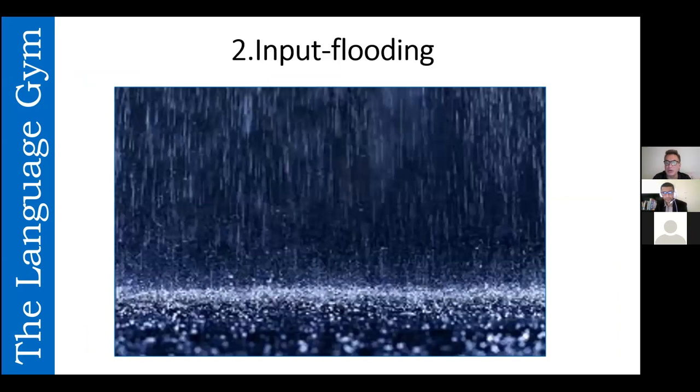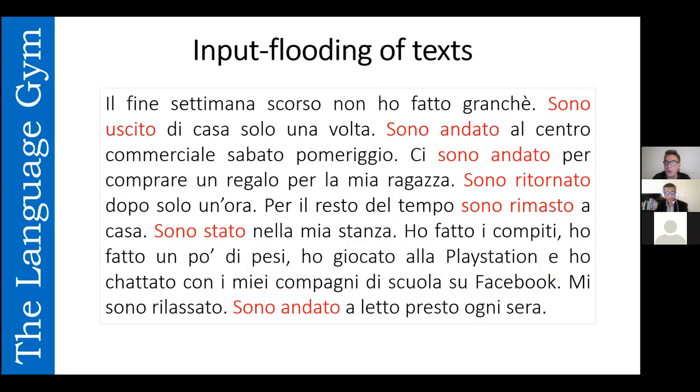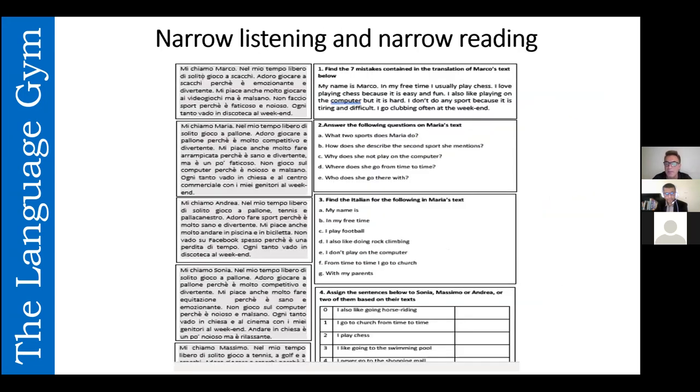Principle two, input flooding. You need to make sure your texts have loads and loads of repetition of the same patterns, not single words, patterns. You need to do what we call input flooding, which means, as the word suggests, that you are enriching the text. So if you're teaching the present perfect, you'll put loads of present perfects. And one technique that I use is called narrow listening, narrow reading. It means that you basically have 4 texts which are absolutely identical.